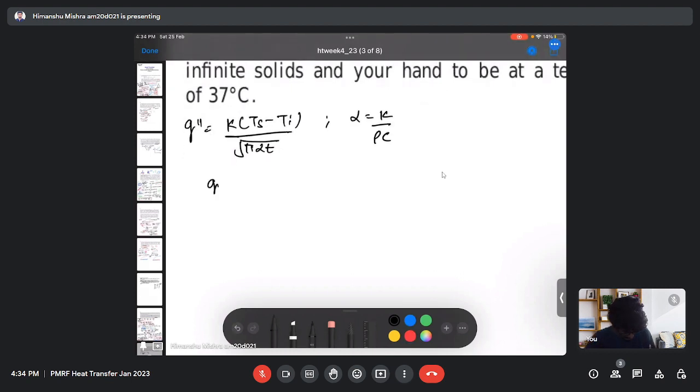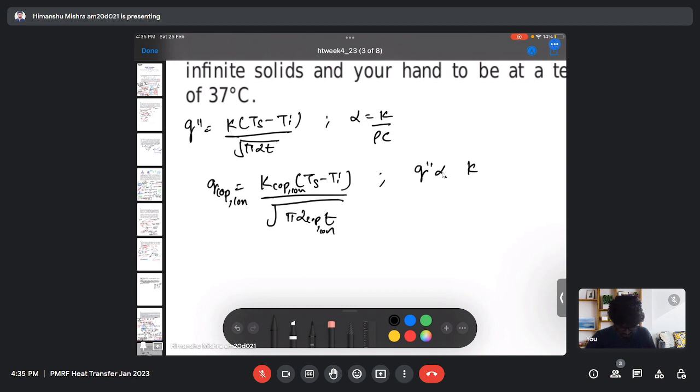So let's see. This is my copper. And for the concrete, same thing. My heat transfer is actually proportional to the square root of k rho c, and I can get rho c from there when I put this thermal diffusivity relation here.